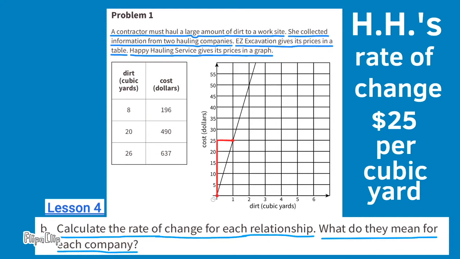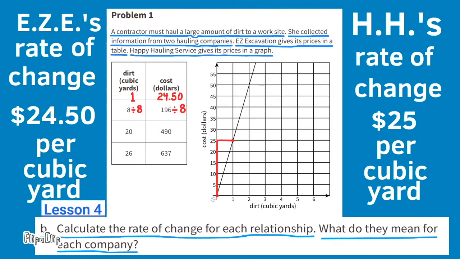Now let's take a look at Easy Excavation's table. 8 divided by 8 equals 1, so we have 1 cubic yard. And 196 divided by 8 equals $24.50. So 1 cubic yard costs $24.50. Easy E's rate of change is $24.50 per cubic yard.